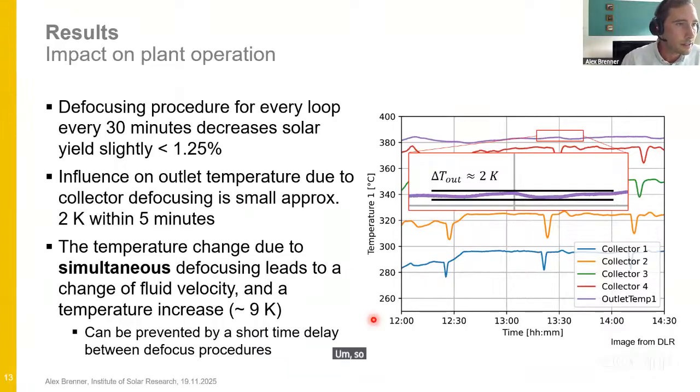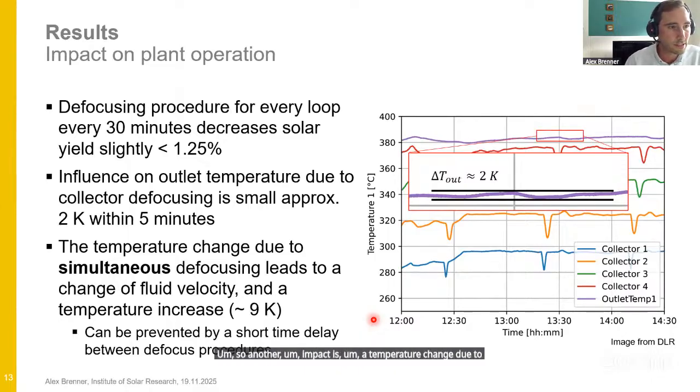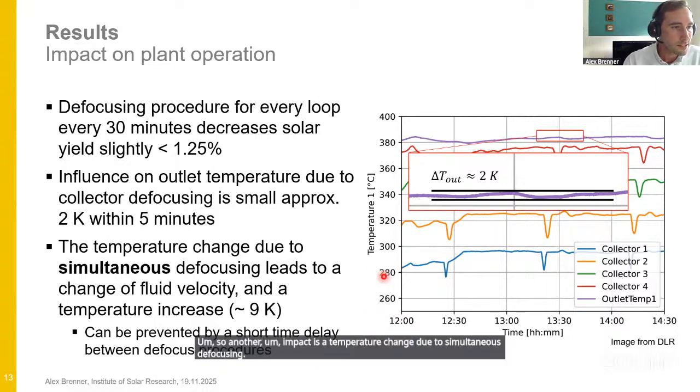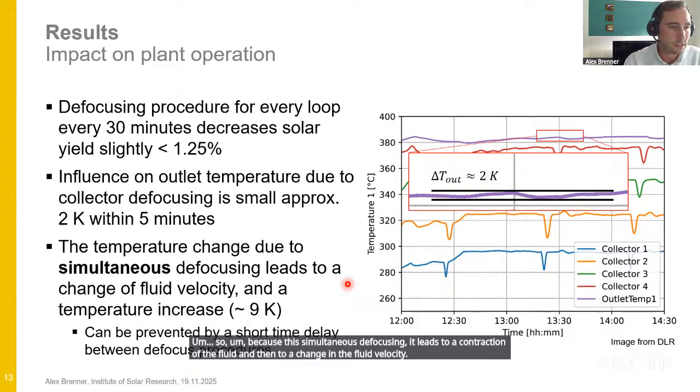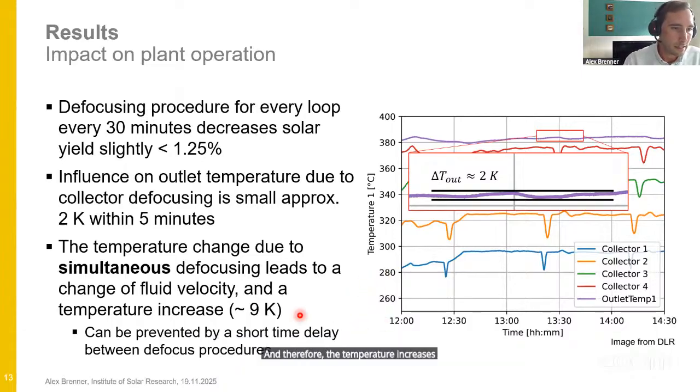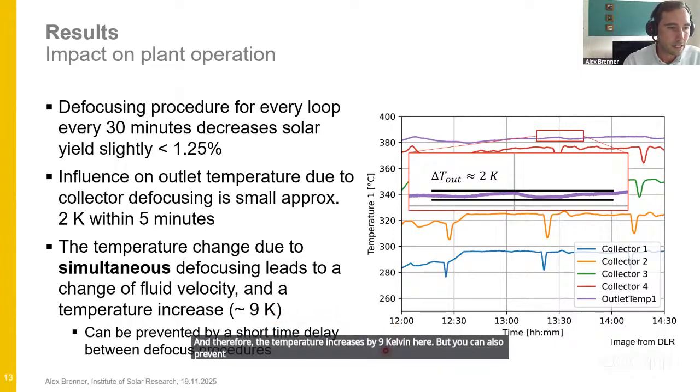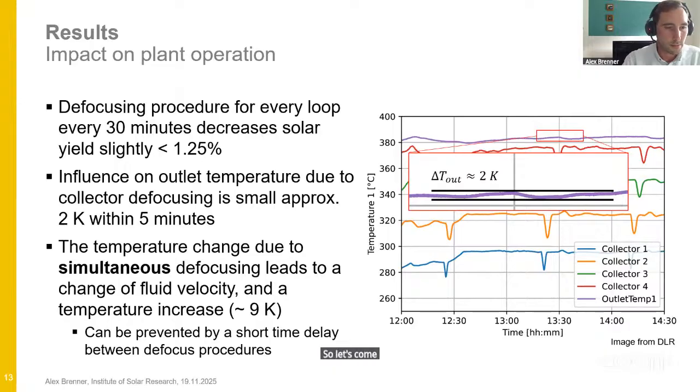Another impact is a temperature change due to simultaneous defocusing. Because this simultaneous defocusing leads to a contraction of the fluid and then to a change in the fluid velocity, and therefore the temperature increases by 9 Kelvin here. But you can also prevent this if you have a short time delay between the defocusing procedures, so you can also minimize this effect. So let's come to a summary and an outlook of this procedure.